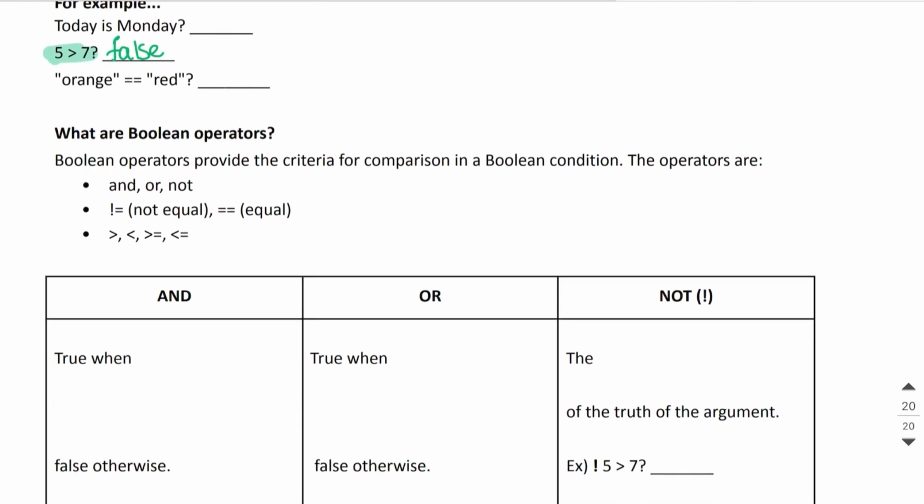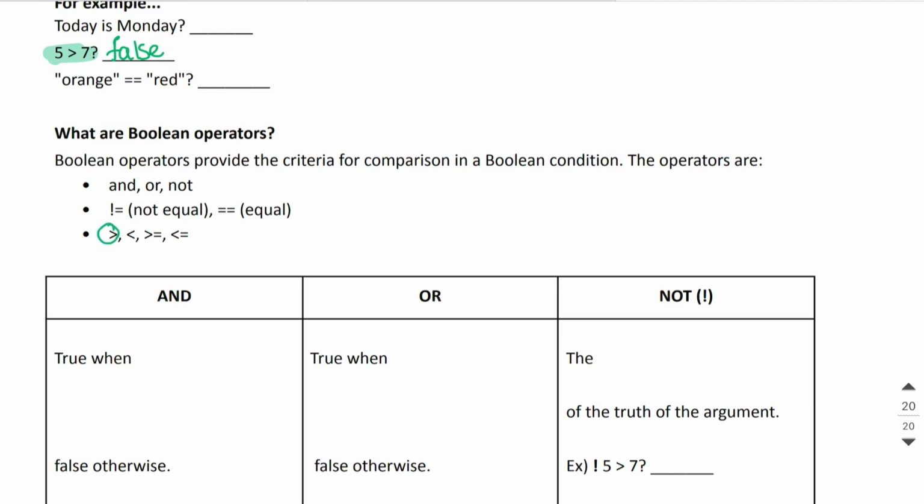Boolean operators provide the criteria for comparison in a Boolean condition. So the operators are either and, or, not. And these statements right here, this would mean not equal to, which is different than what we write out on paper, but using computer language, it would look like this. And then equal to is different than what we would write on paper. Using computer language, quite often we would write it like this. Of course, it depends on the language that you use, but this is typically what we would have.